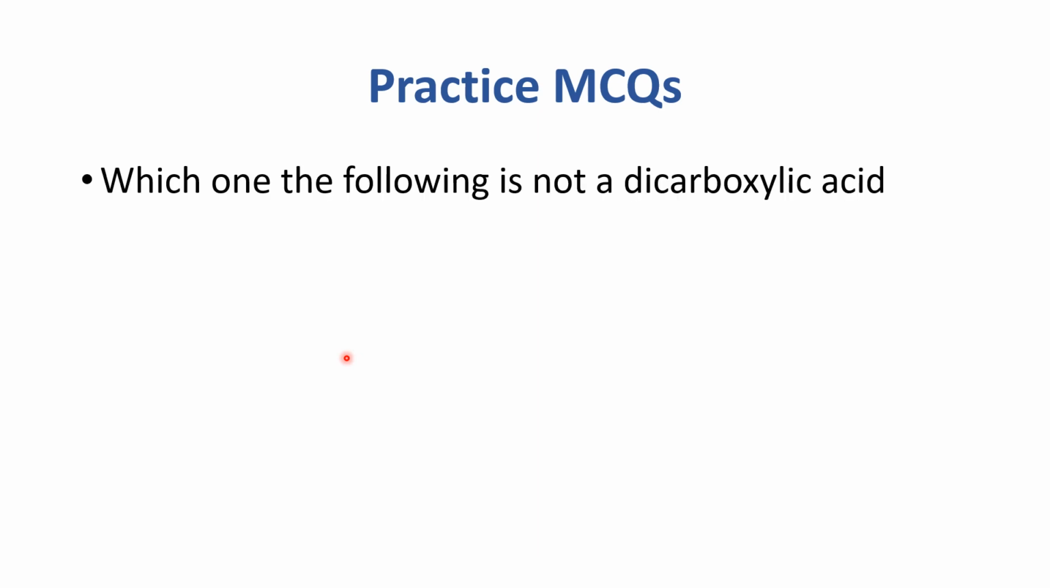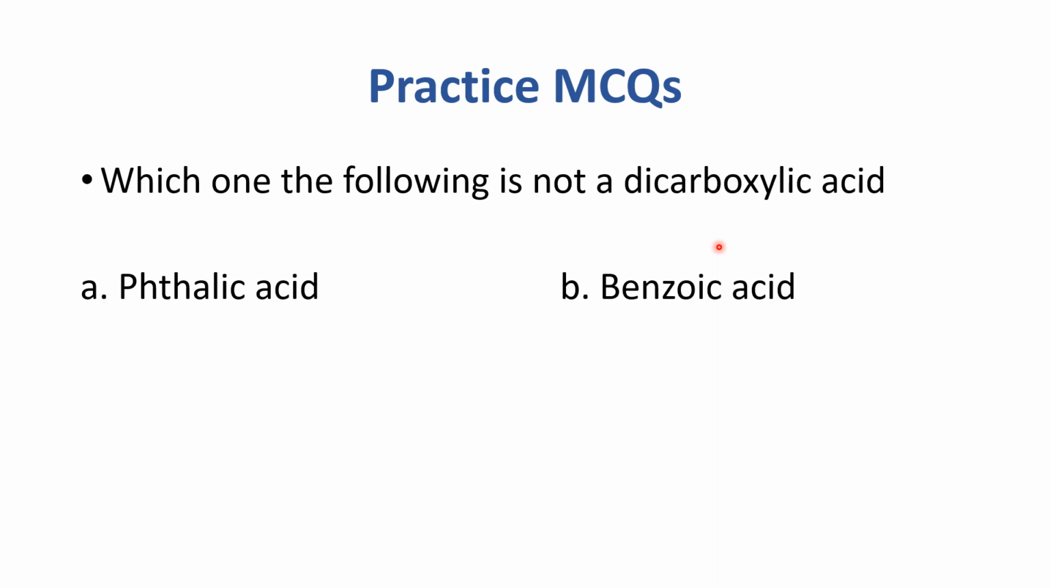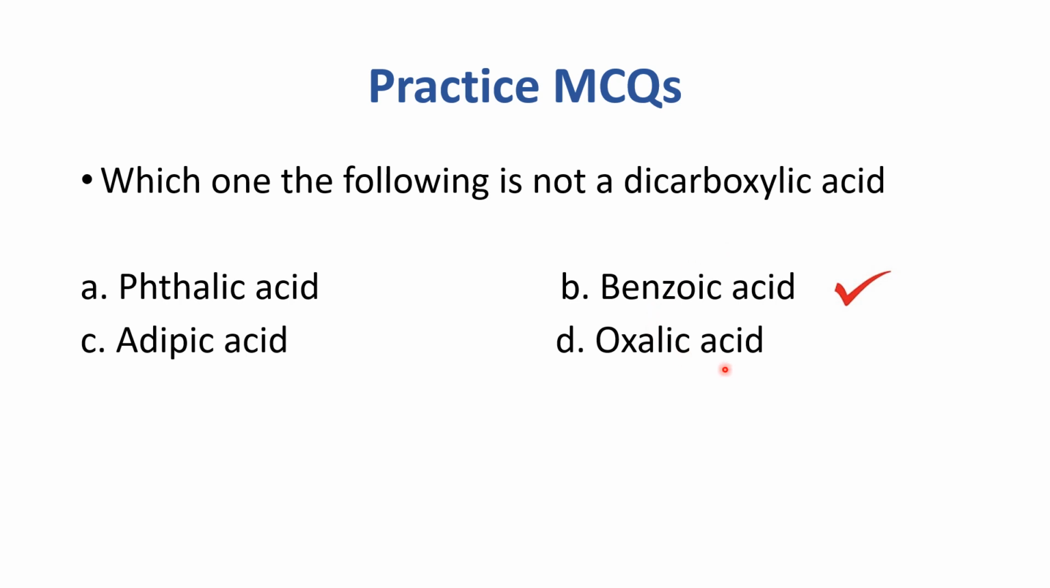Here we have some practice MCQ. Which one of the following is not a dicarboxylic acid? And the options are phthalic acid, benzoic acid, adipic acid, or oxalic acid. And the correct option is benzoic acid. Benzoic acid में we have just one COOH group attached to the benzene, जबकि बाकी सब में हमारे पास दो कार्बोक्सिलिक एसिड ग्रुप्स प्रेजेंट होते हैं.